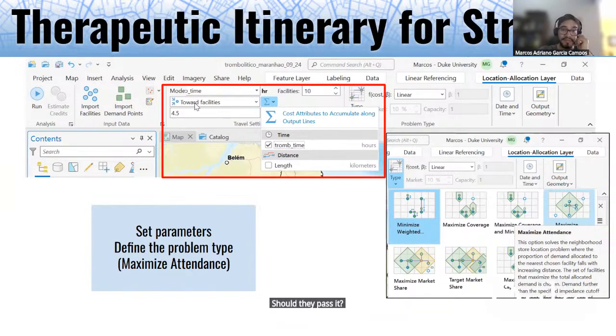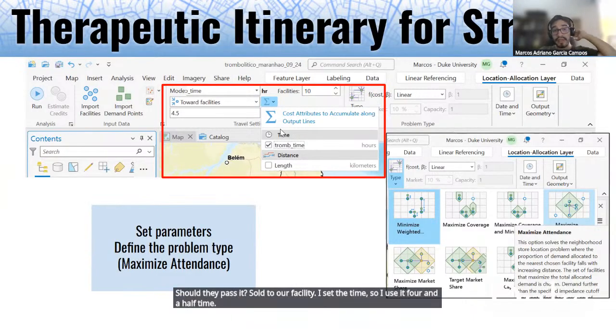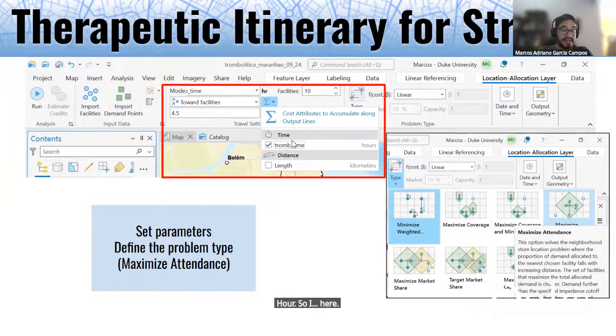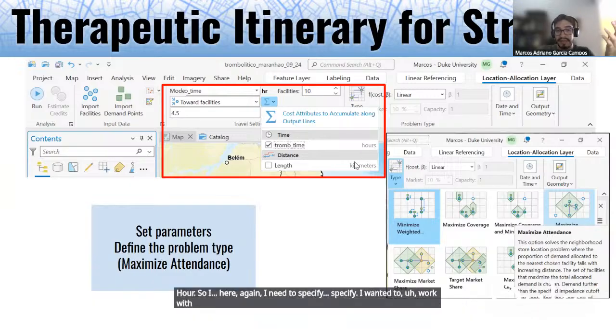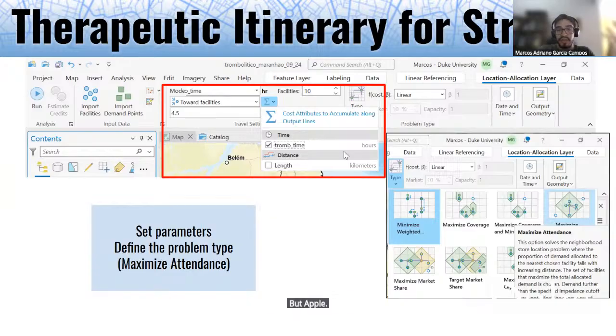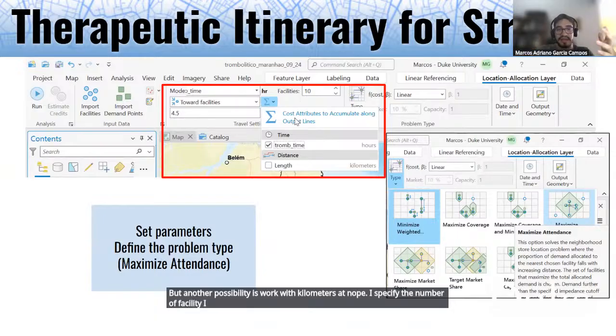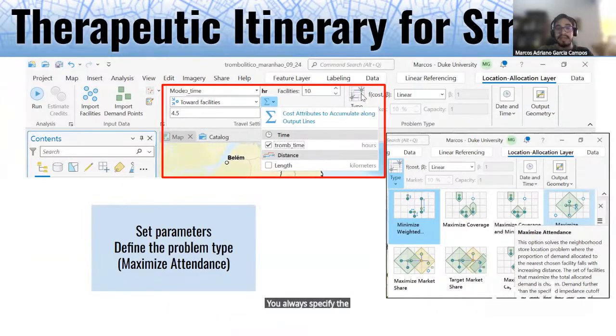So I choose toward facility. I set the time, so I used 4.5 hours. I wanted to work with hours, but another possibility is to work with kilometers. I specify the number of facilities I want to study. It's like I want you to locate 10 facilities or 20 facilities. You will specify the number, and I will specify the type of problem. And here the best algorithm I thought was maximize attendance.